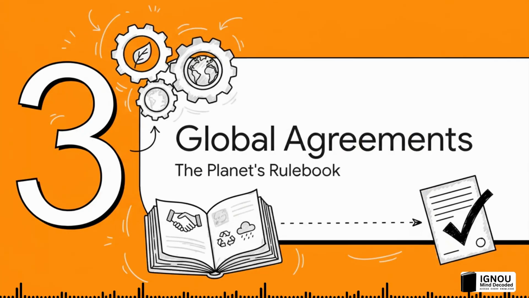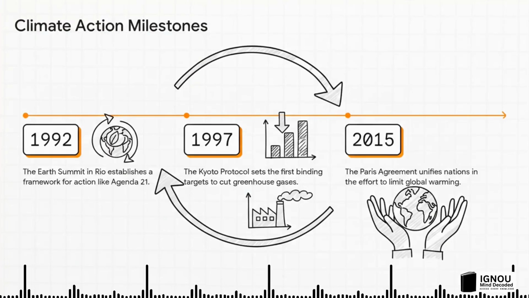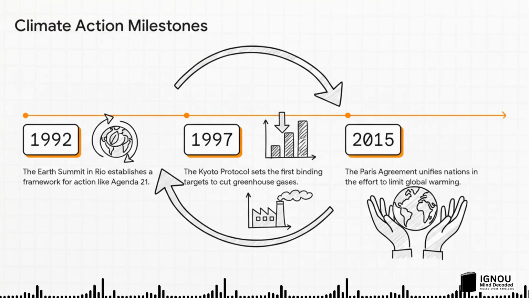All right, so having goals is great, but how do you actually get nearly 200 different countries to play on the same team? Well, that's where international agreements and conventions come in. You can think of them as the planet's official rulebook. This little timeline here walks us through some of the biggest moments in this global team effort.